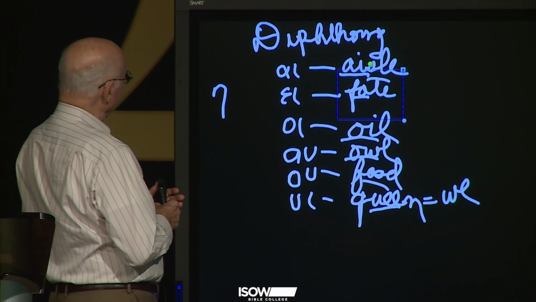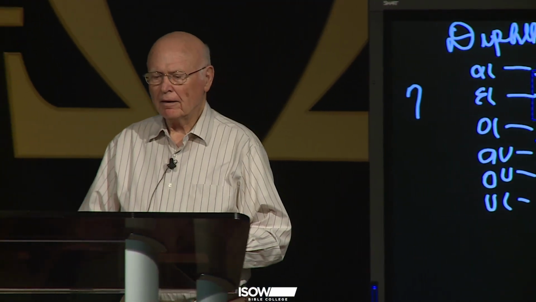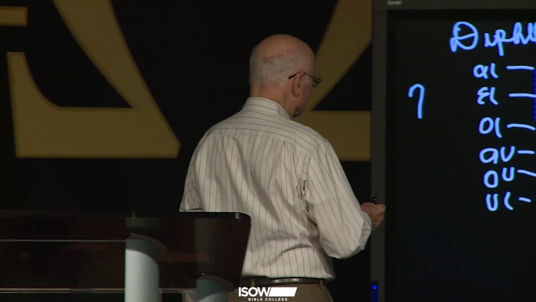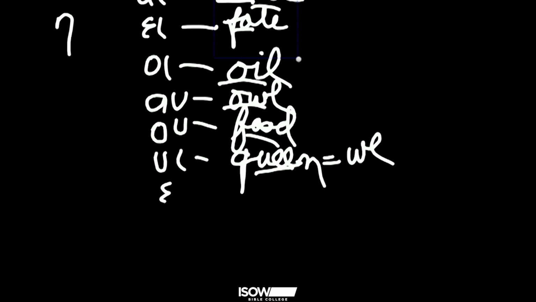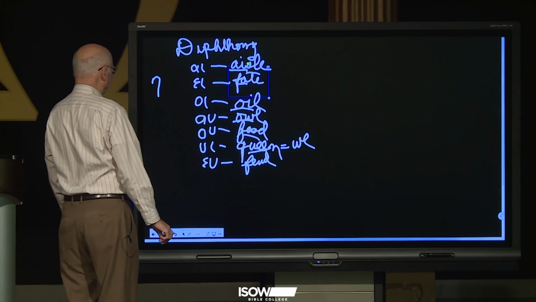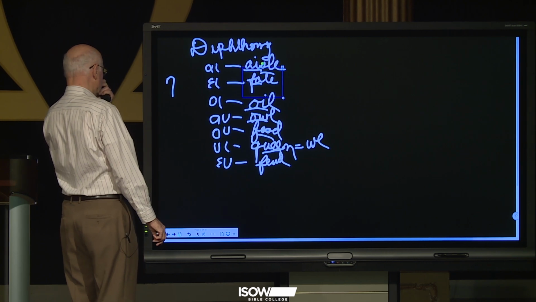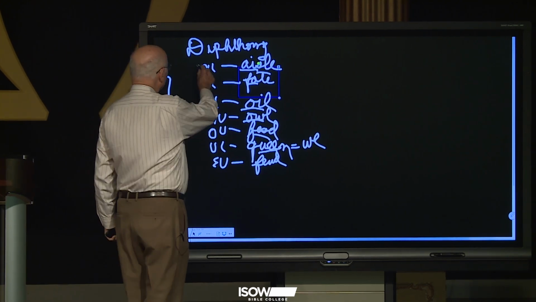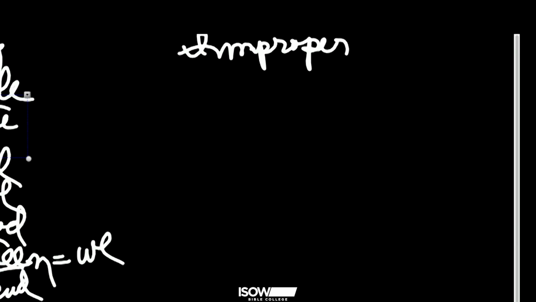Now, there is another diphthong, and then there are some proper diphthongs. There is the epsilon upsilon diphthong, and it is pronounced like the EU in feud. Those are the proper diphthongs. The improper diphthongs are three.